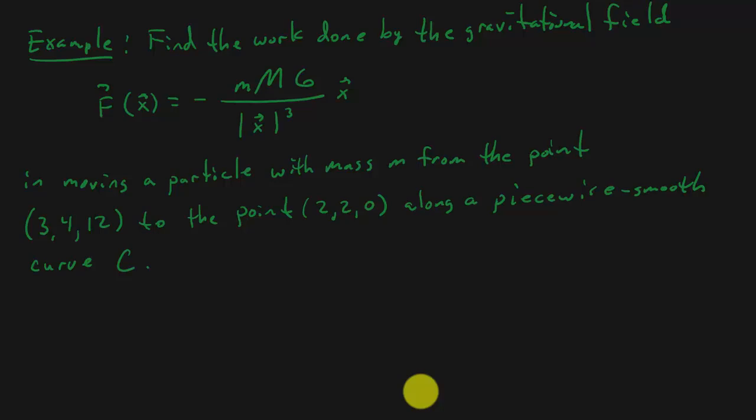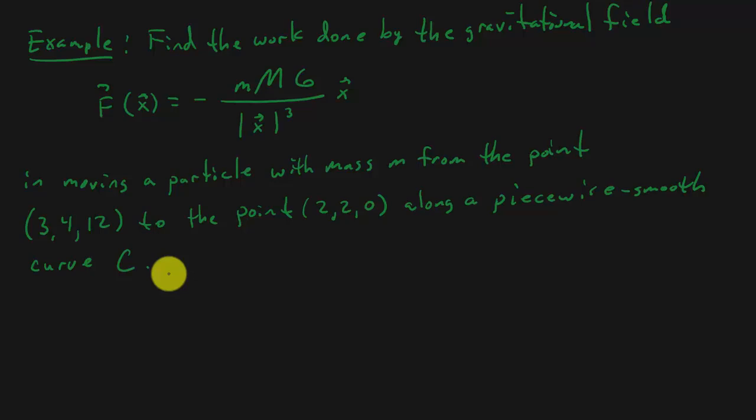This is a simple one. It says find the work done by the gravitational field F is equal to negative little m times big M times g over the magnitude of x cubed times vector x, moving a particle with mass m from the point (3, 4, 12) to the point (2, 2, 0) along a piecewise smooth curve C.